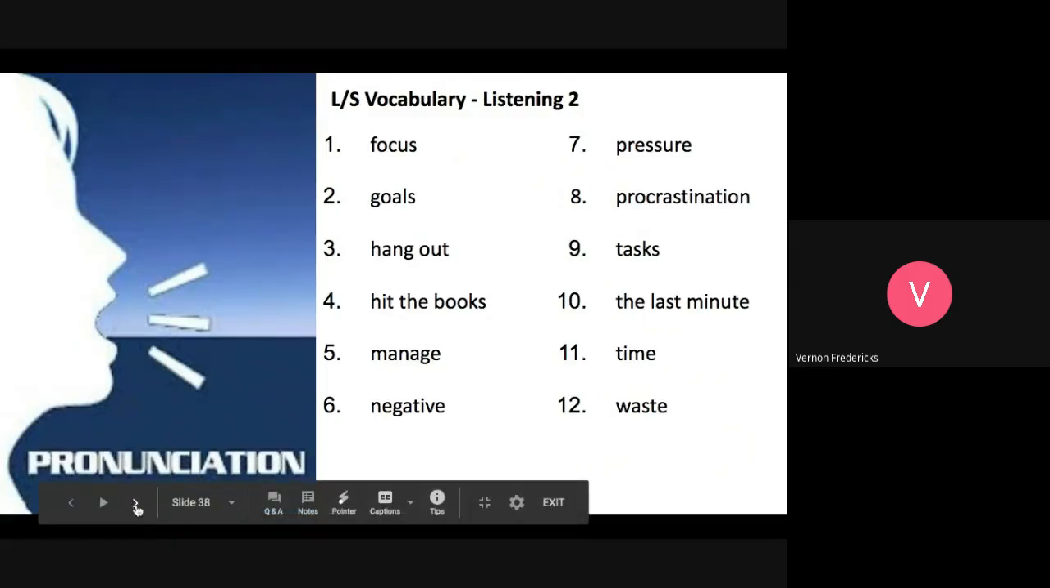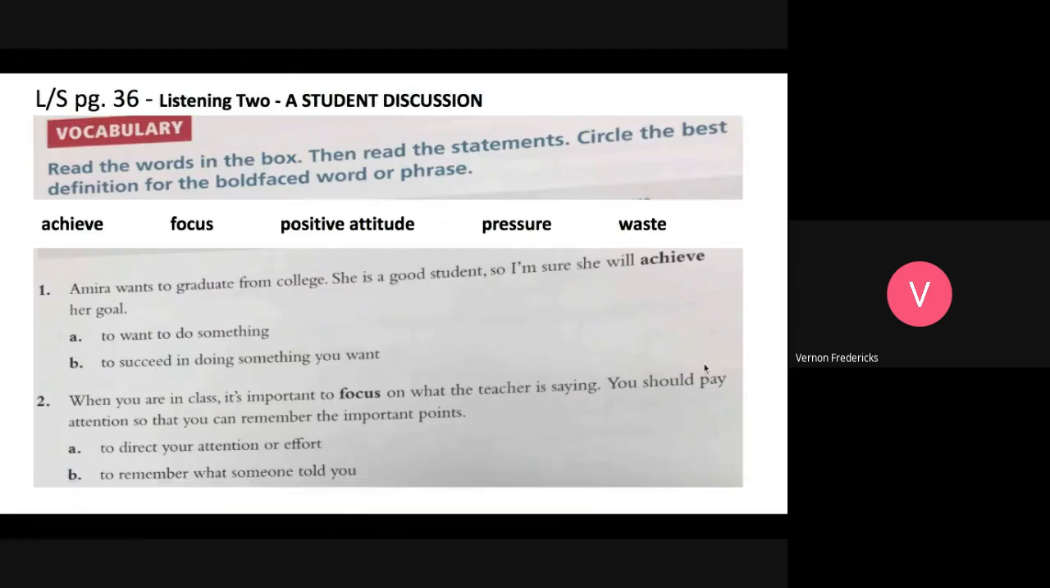Okay, students, let's continue. Listening to a student discussion. Read the words in the box. Then read the statement. Circle the best definition for the bold-faced words or phrase. Okay. Number 1. Amira wants to graduate from college. She's a good student, so I'm sure she will achieve her goal. To want to do something, to succeed in doing something you want. Okay, students, the correct answer is number 1B.